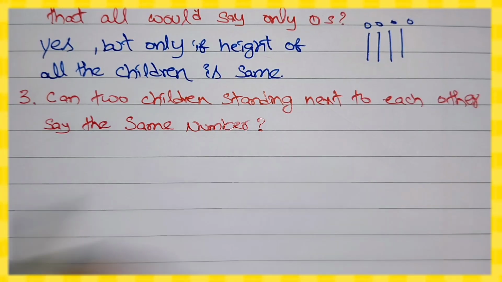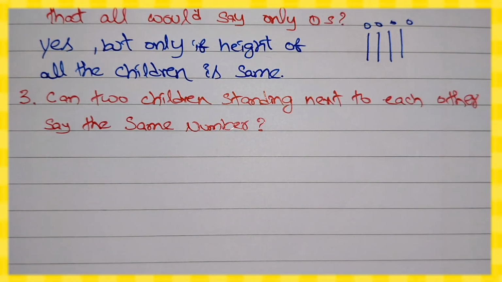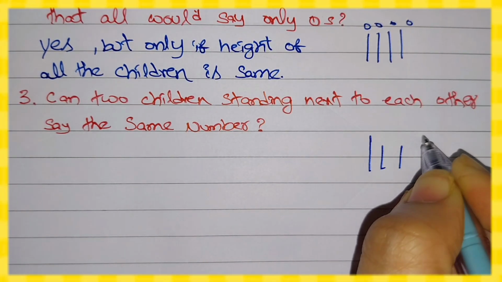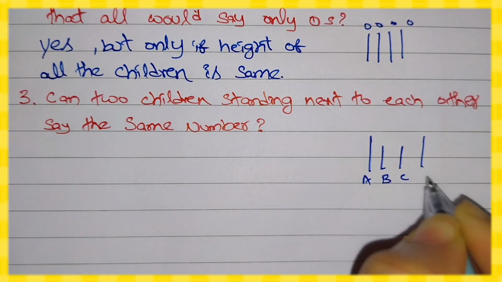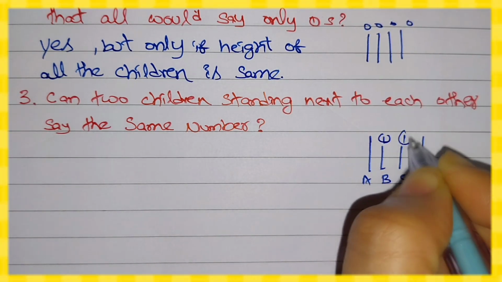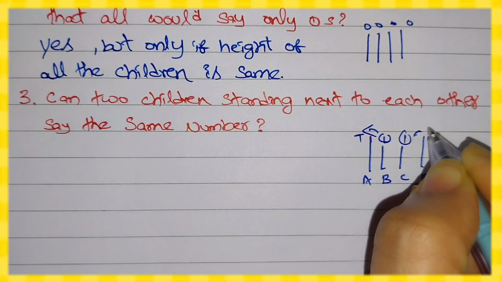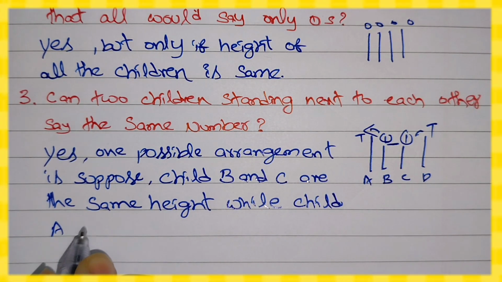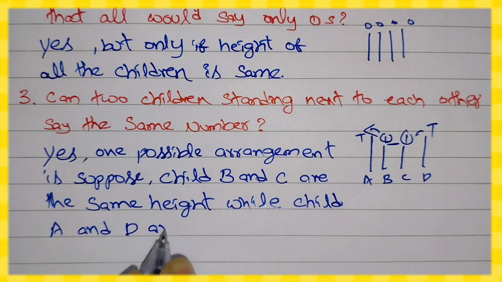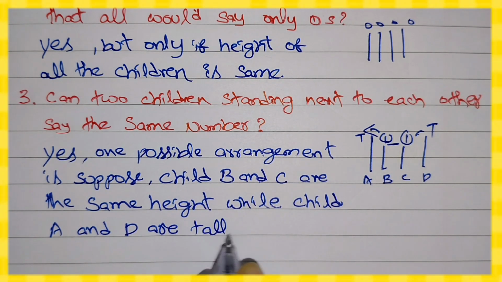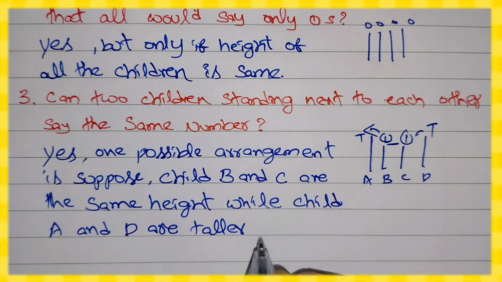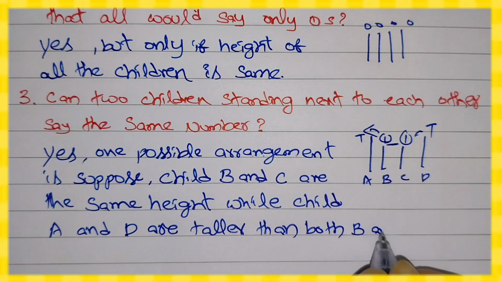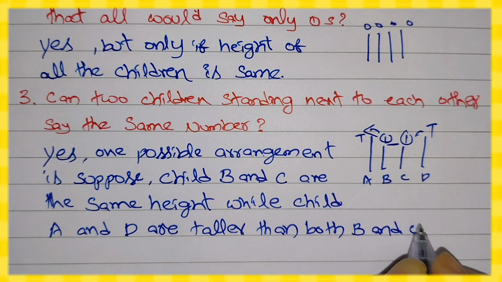Moving to the third question, can two children standing next to each other say the same number? Yes, it is possible. One possible arrangement is when two children have the same height and the children on either side of them are taller. For example, if we have children A, B, C and D, B and C have the same height while A and D are taller than B and C, then B and C can both say 1. So, one possible arrangement is, suppose child B and C are the same height while the child A and D are taller than B and C.